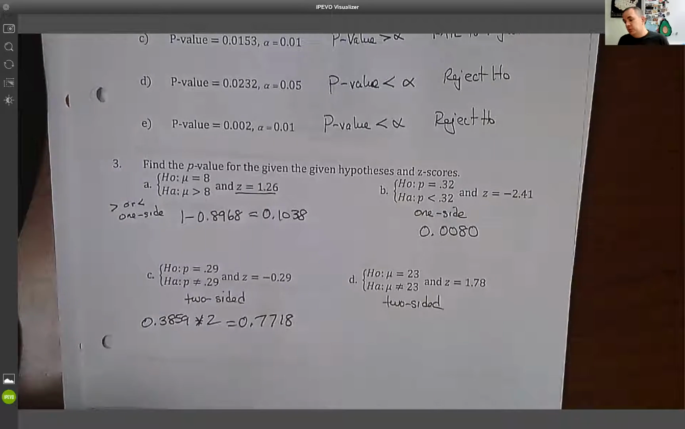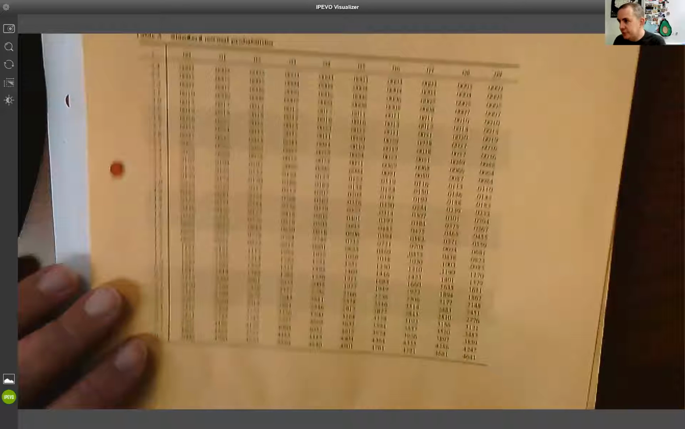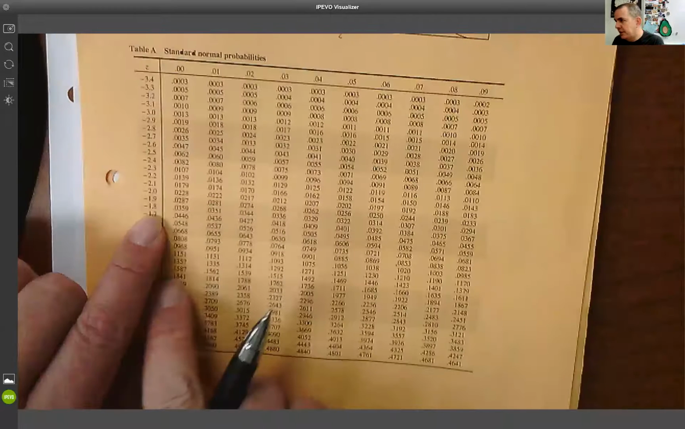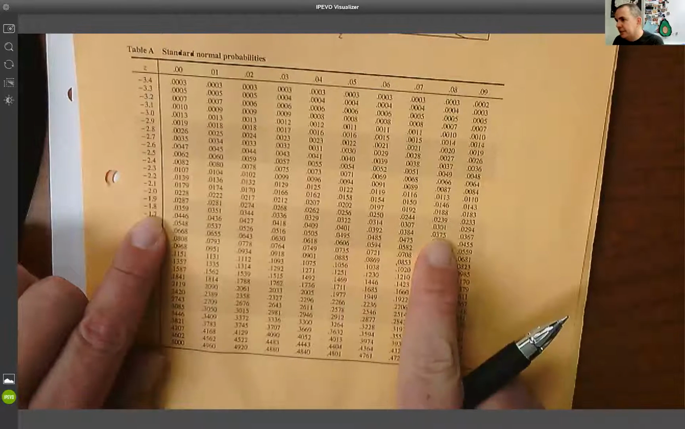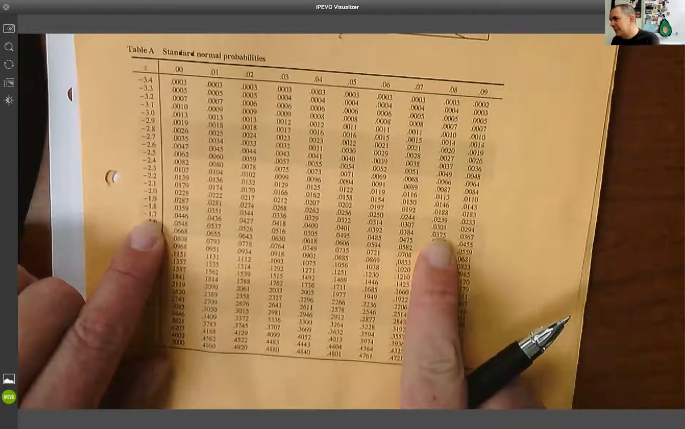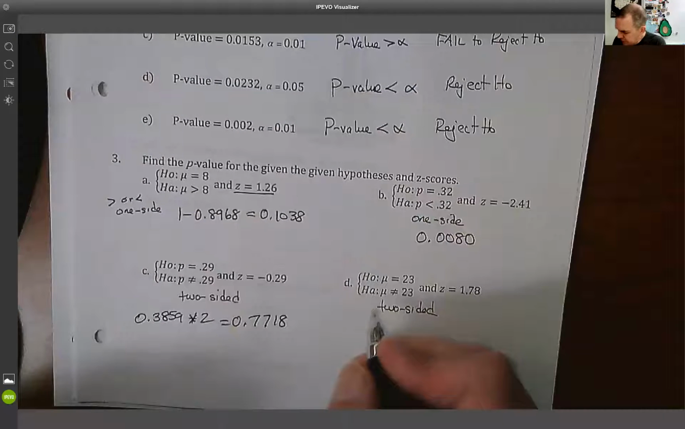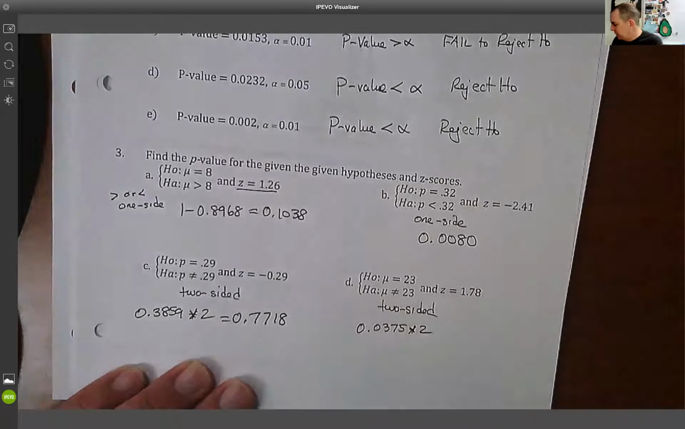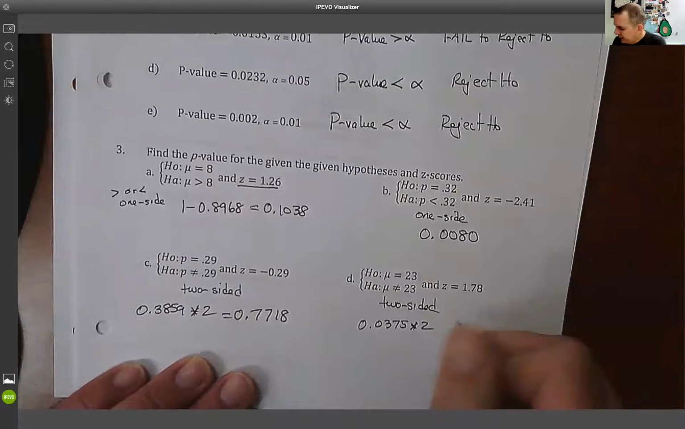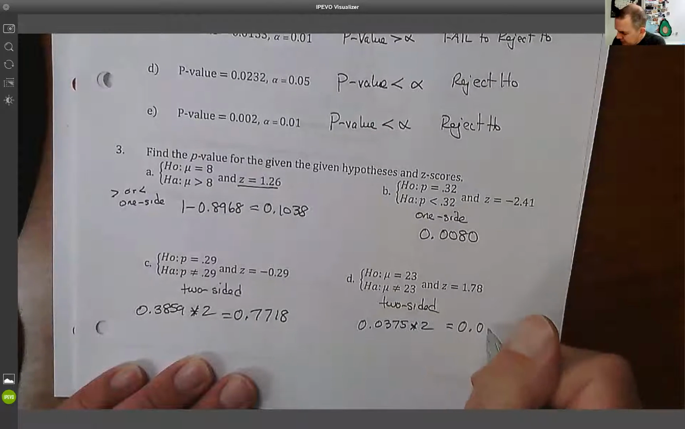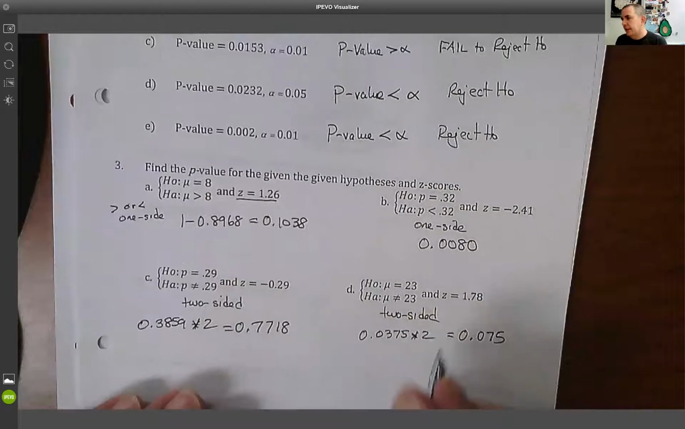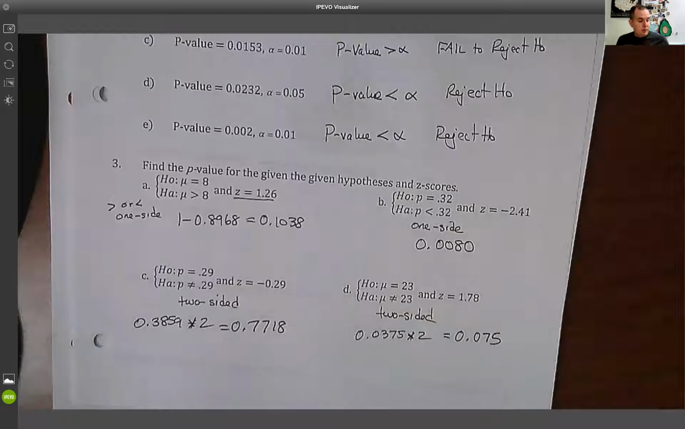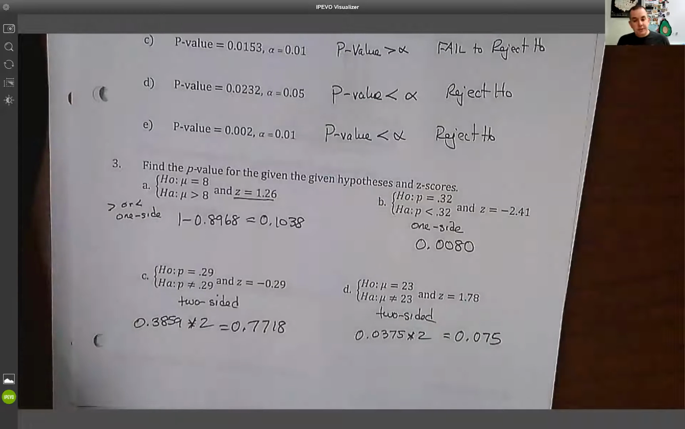And then the last one, 1.78. I'm going to use that symmetry thing. I'm going to go to negative 1.7, drag my finger all the way over to 8. So it's 0.0375. I'm going to double it. And when I double 0.0375, I'm going to get 0.075. And again, that's because it's two-sided. So I walked through that with you all in class today. That's just another way to do this.